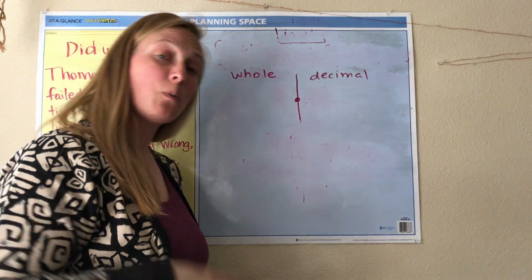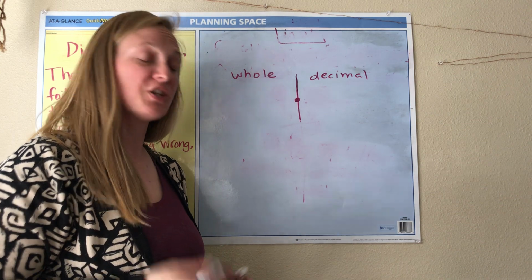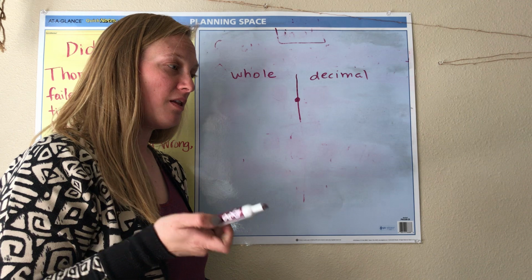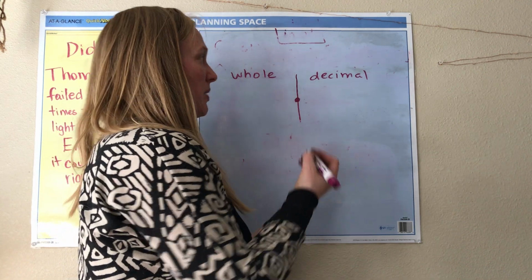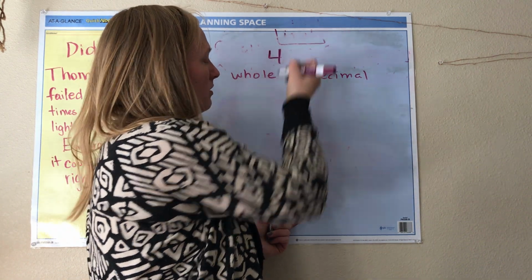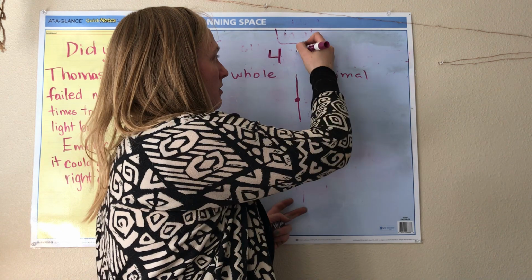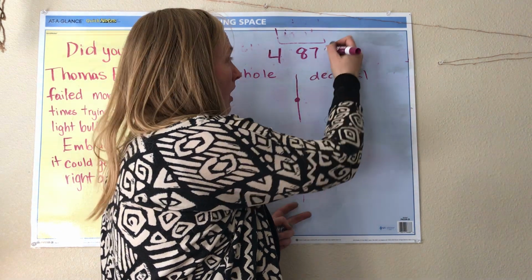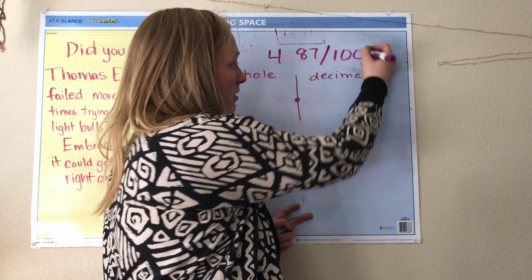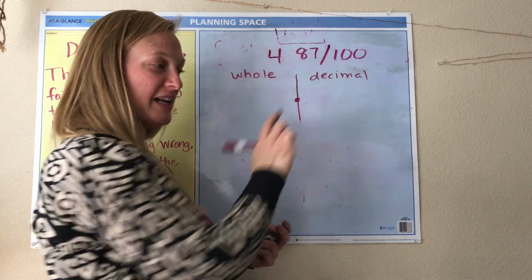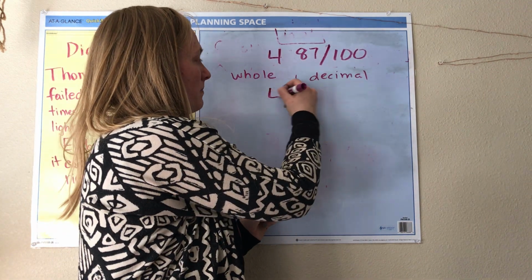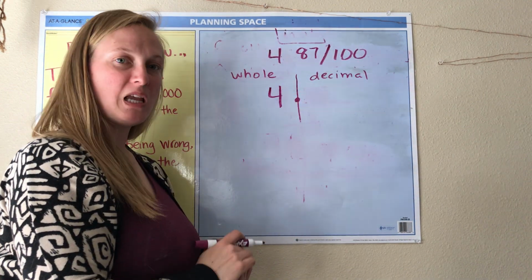Okay, welcome back. I'm going to show you how to do question number 6 and question number 7 for the you do part of the packet. All right, so we are going to turn 4 and 87 hundredths into a whole number and a decimal. Okay, well, first my whole number is 4. Okay, easy peasy.